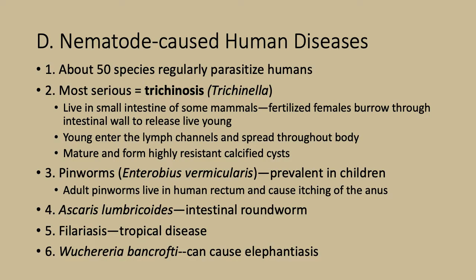So moving on, nematode human-caused diseases. First up, the most serious of all the nematodes is a nematode called Trichinella. It causes the disease that's bolded here. They live in the small intestine of some mammals, and when the females are fertilized, they burrow through the intestinal wall to release their live young. Then they enter the lymph channels and spread throughout the body, and they mature and form highly resistant calcified cysts.